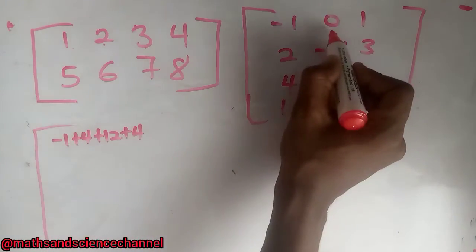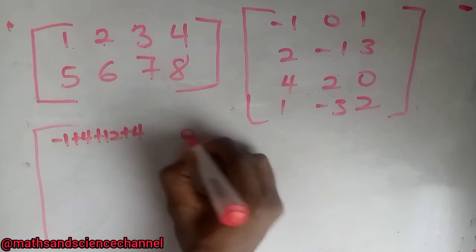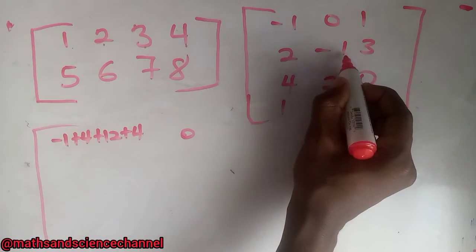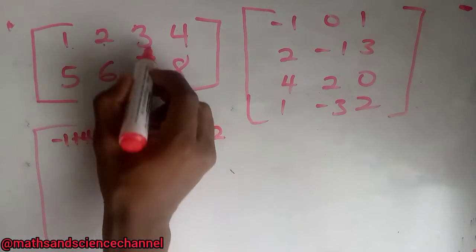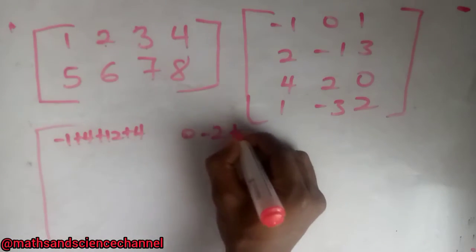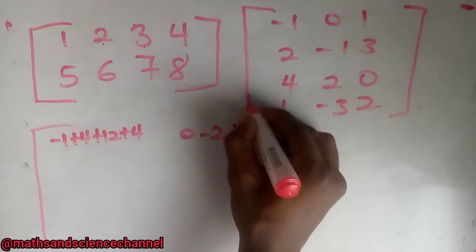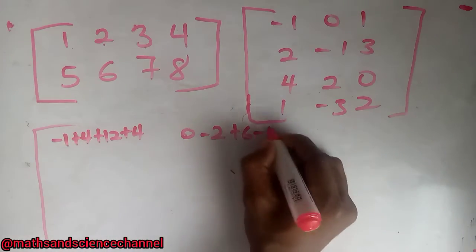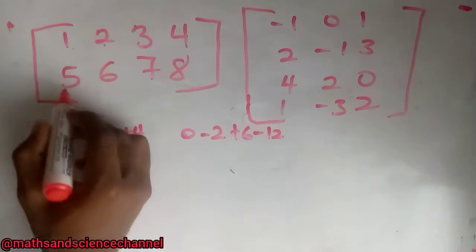So 1 multiplies 0 here, and then we have this to be 0. 2 here multiplies -1 here, we have -2. 3 multiplies 2 here, we have +6. And then we have 4 here multiplies -3 here, we have -12. Now we'll go on to the next one.